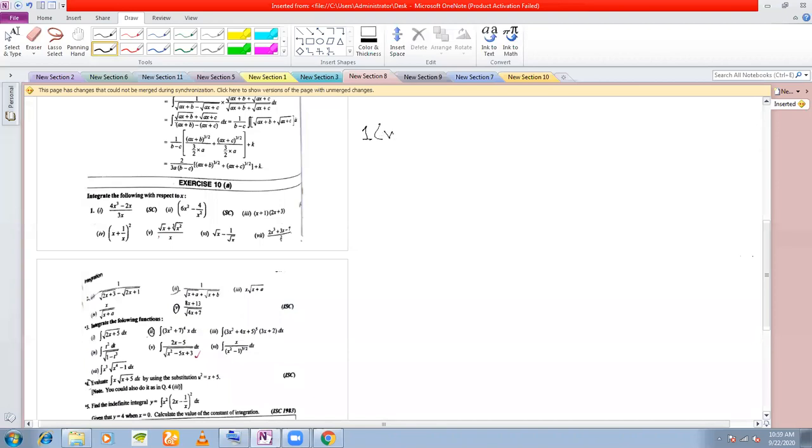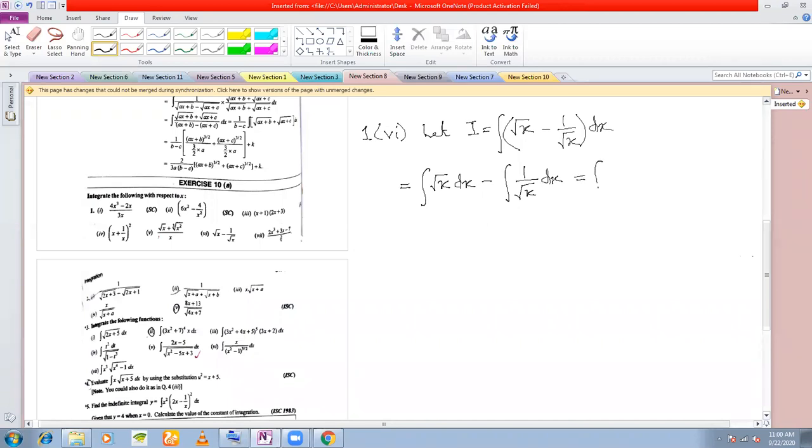Look at 16. I'll give you a hint for 15. Let I be equal to the integral of (root x minus 1 by root x) dx. So what you have here is, you separate it: integral root x dx minus integral 1 by root x dx.